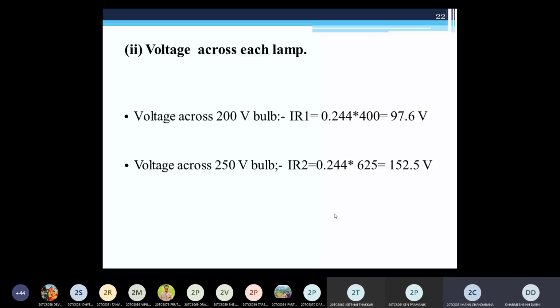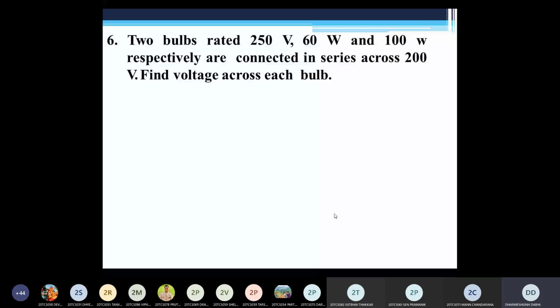Okay, so can I move to the next example? So next example, write down. Two bulbs rated 250 volt, 60 watt and 100 watt respectively are connected in series across 200 volt. Find the voltage across each bulb.